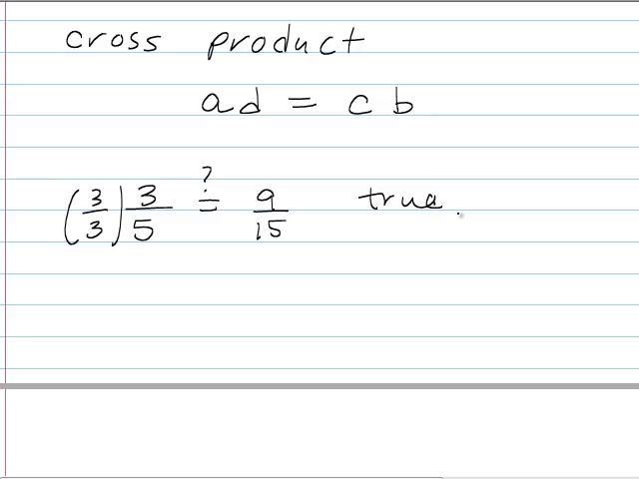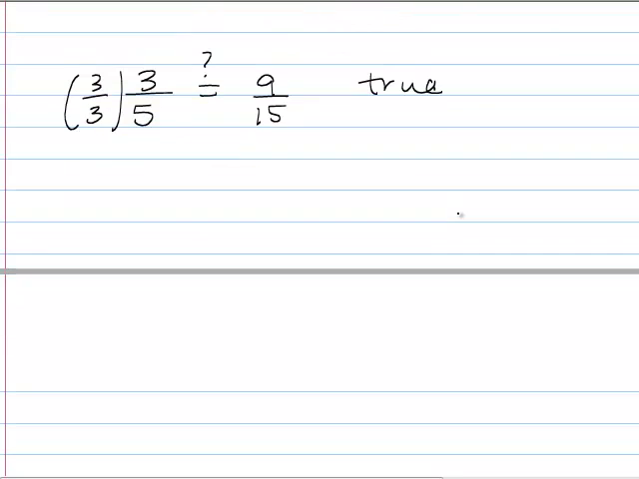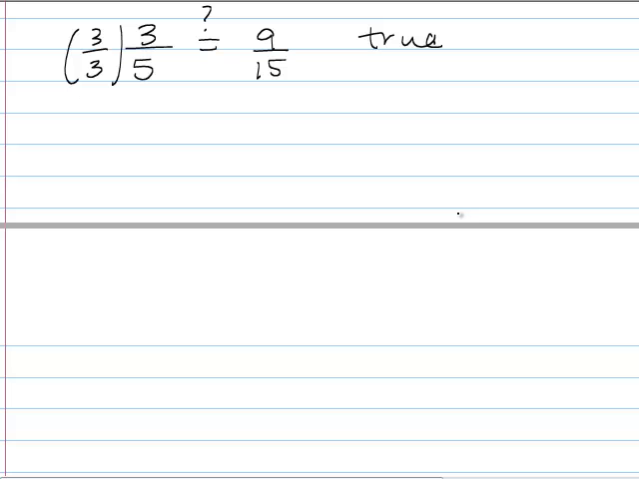Now, sometimes we can't see it so easily that way, and so we use the cross product to determine if something is true or not. So, for instance, we could look at the ratio 5/12 equal to 30/72, and see if that is indeed true.